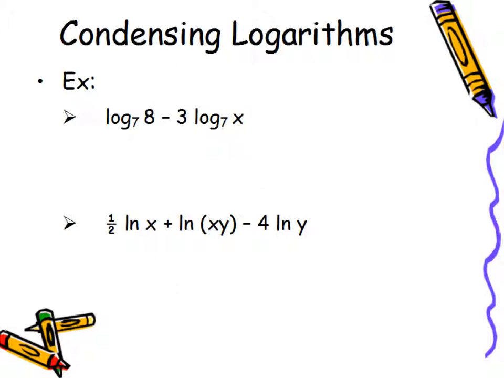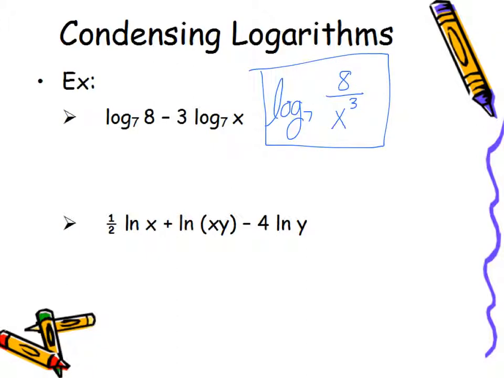Now, I'm trying to condense this so that I can write it as a single log. So it's going to end up being a log base 7. And then I know that the 8 is going to be on the top. And on the bottom, I'd have the x, but remember that that 3 has to go up as a power on the x, so it would be an x cubed. And that's all there is. You're just condensing that down. Okay, why don't you try this next one on your own. Go ahead and pause the video.